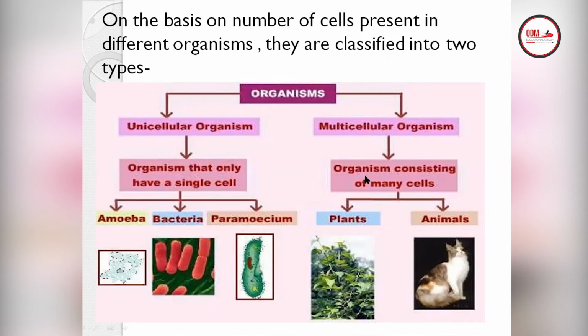But multicellular organisms are complex, many cells are present, a complex structure of cells. Each and every cell performs different tasks by forming tissues, then organs, organ systems. Along with that, the single cell also performs the basic functions, and the cells together also perform the basic functions of life. Examples of unicellular organisms are amoeba, bacteria, paramecium. Multicellular organisms, as you all know, are plants, animals, human beings.